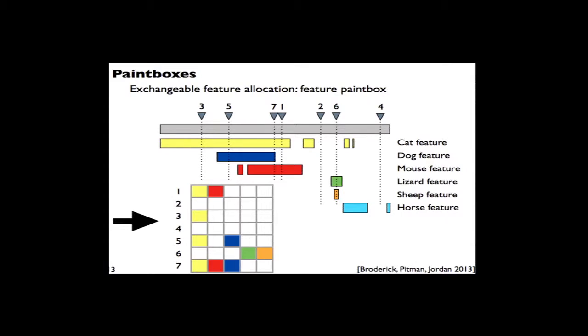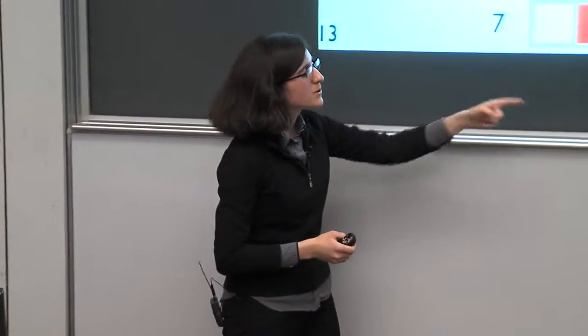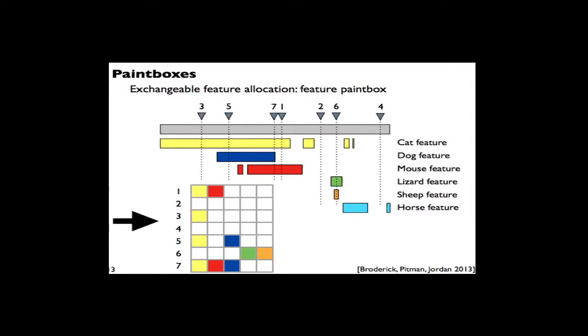And again, we can see that this generates an exchangeable feature allocation, because suppose that you permute any two data points. That's just permuting two independent uniform random variables, and everything's still exchangeable, so that's fine. And in fact, what we're able to show is that the converse is true as well, that if you have an exchangeable feature allocation, then you have an underlying feature paint box that represents its distribution.